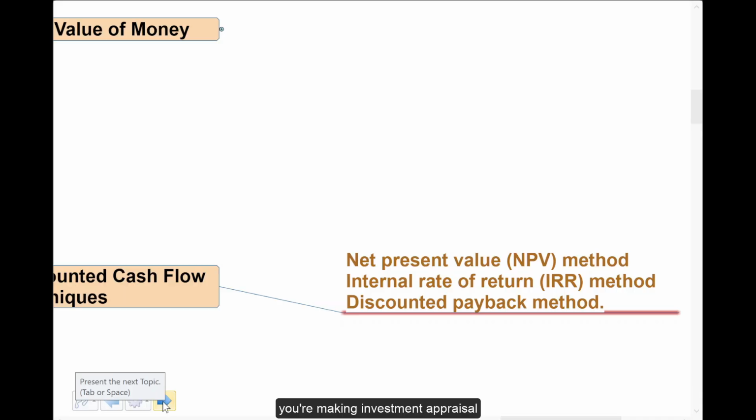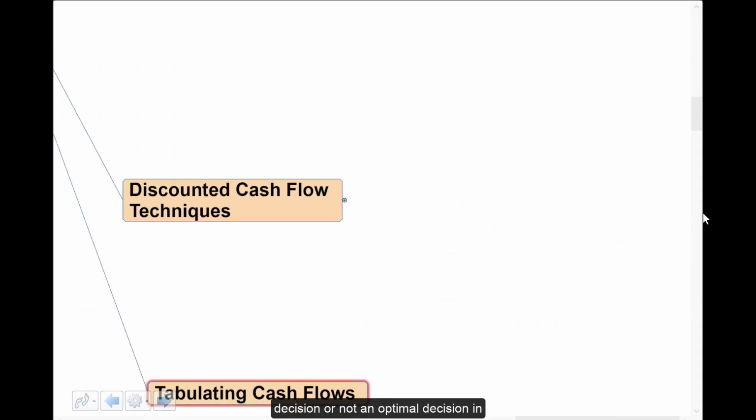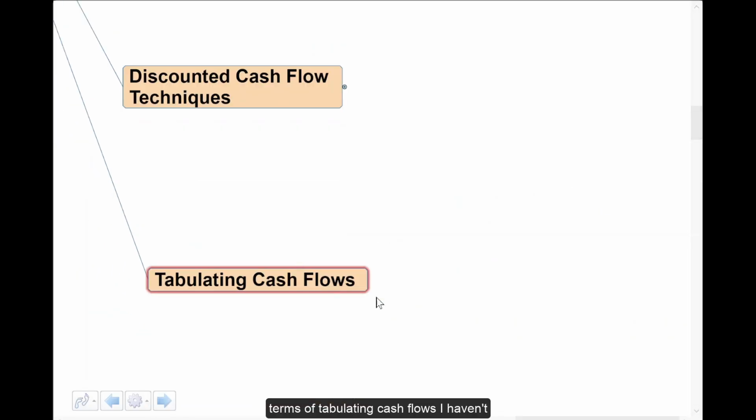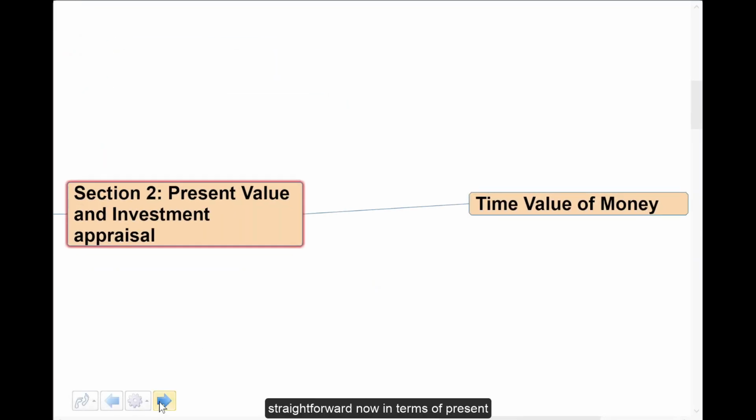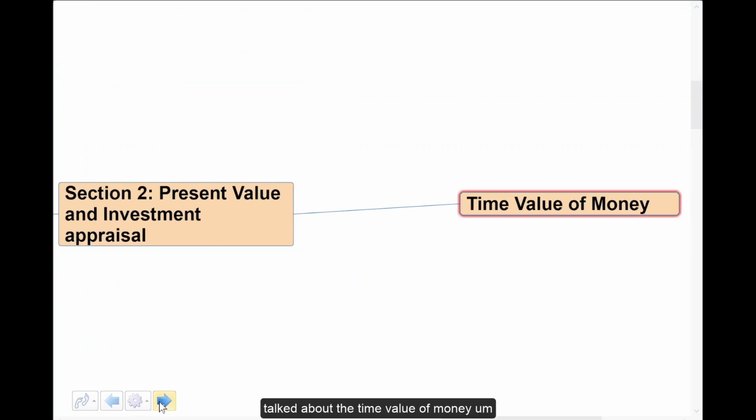If you're making investment appraisal decisions and you're not taking into account the time value of money, it's possible that you may make an incorrect decision, or not an optimal decision. In terms of tabulating cash flows, I haven't cut in anything from the Study Hub. I think tabulating cash flows is quite straightforward. Really, we're talking about how we present, for example, an NPV calculation in terms of rows, columns, etc. Quite straightforward. Now, in terms of present value and investment appraisal, we've talked about the time value of money.